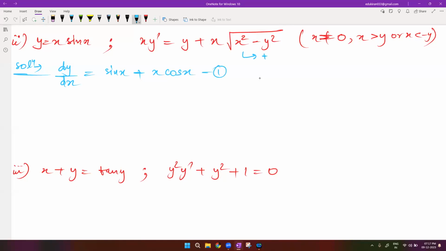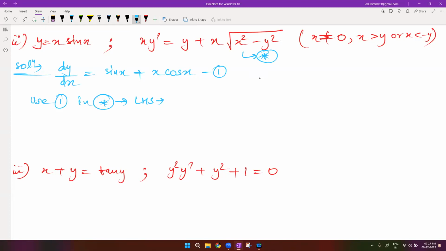So use this first in star. If I use this first in star, in that case, what does this LHS become?